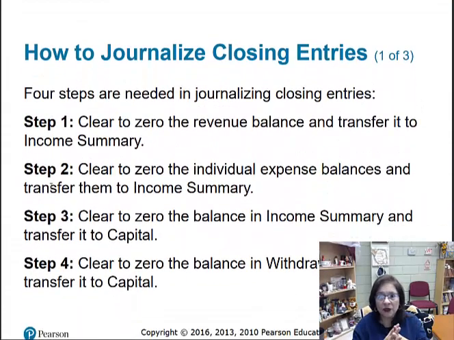So in order to close an entry, you're going to clear to zero the revenue balance and transfer it into the income summary. We're going to clear to zero the individual balances, transfer them into the income summary. Then we're going to zero the income summary, transfer it to capital, and then we're going to clear to zero the balance in withdrawals and transfer it to capital. And I know what you're doing. You're saying, what? Here we go.